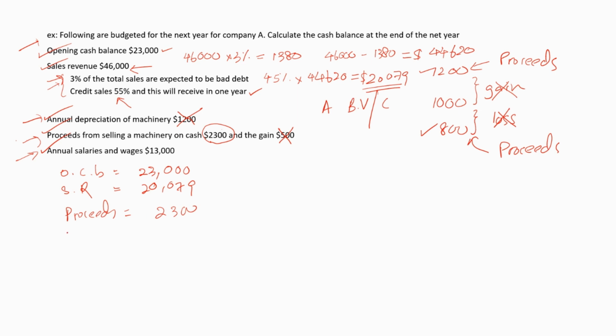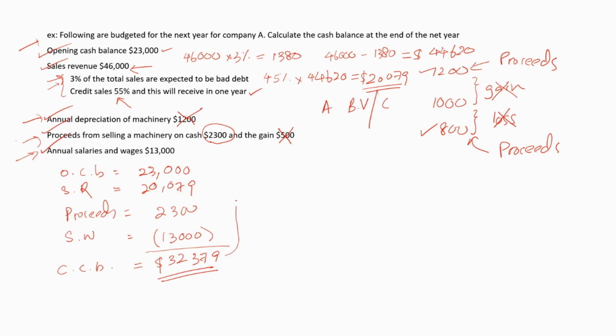So this is a positive value. And finally, they have given the annual salaries and wages. So salaries and wages are equal to 13,000. This is a negative value because this is a cash outflow. We indicate negative cash flows by using the parentheses. So finally, we can calculate the cash balance for the year end of next year. Closing cash balance. So this is equal to $32,379. This is the closing cash balance for the next year.